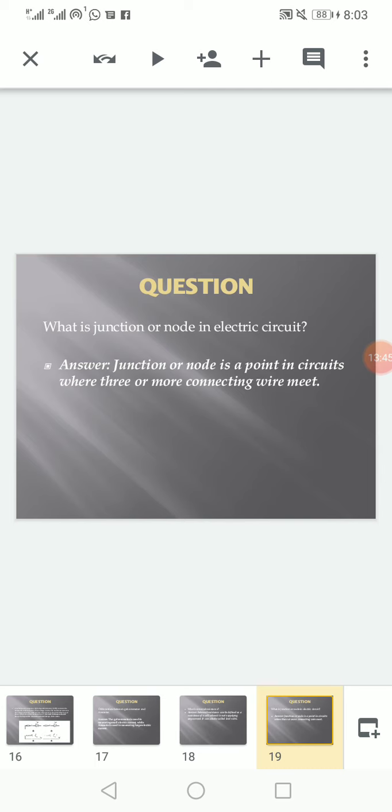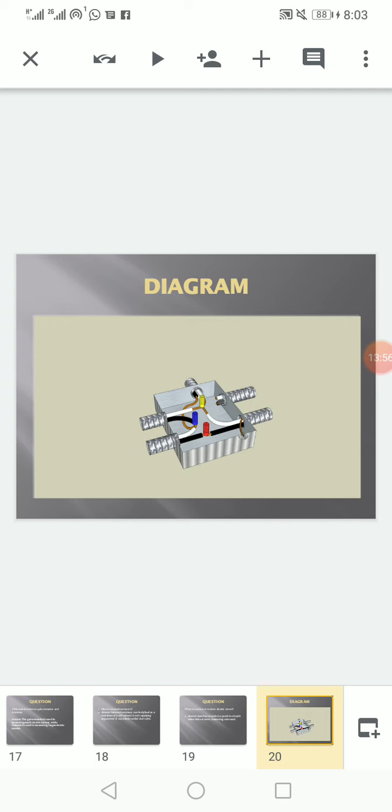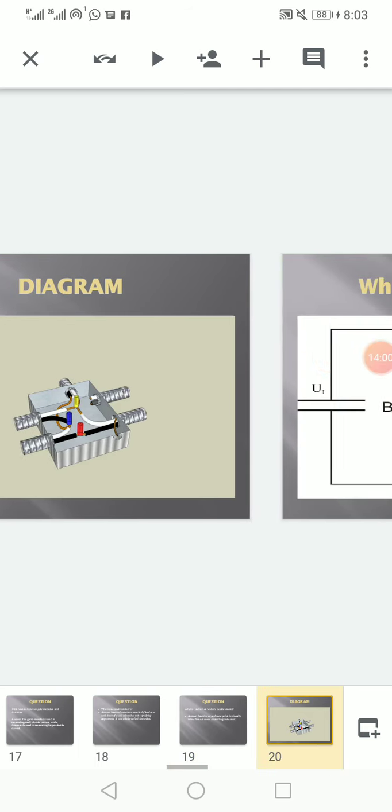What is a junction or a node in an electrical circuit? A junction or a node is a point in a circuit where 3 or more connecting wires meet. A point where 3 or more connecting wires meet is called a junction or a node.